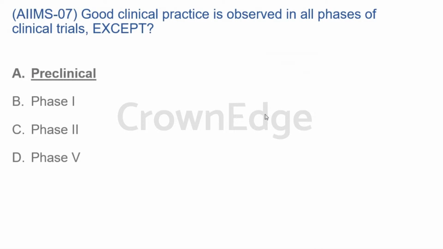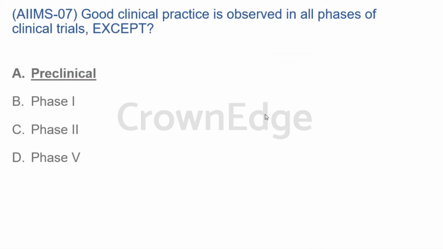This was a question that was asked in the AIIMS exam. Good clinical practice is observed in all phases of clinical trials except for the preclinical phase. Now there are different phases: phase 0, phase 1, phase 2, phase 3. Phase 0 is in vitro studies, then you have animal experiments, then experiments on a small group of healthy volunteers, say 10 or 20. Then you have volunteers from the community, then a large scale trial.